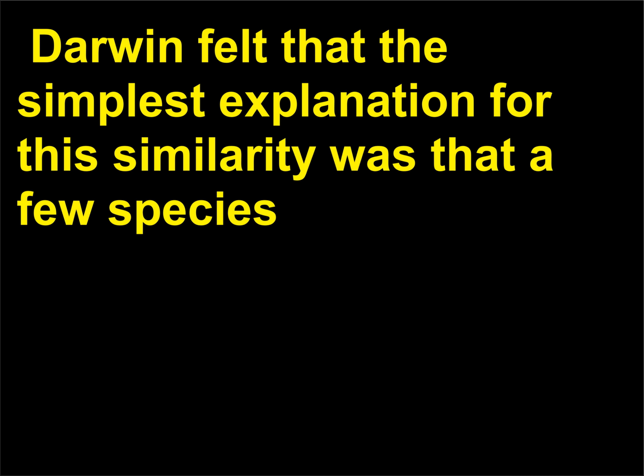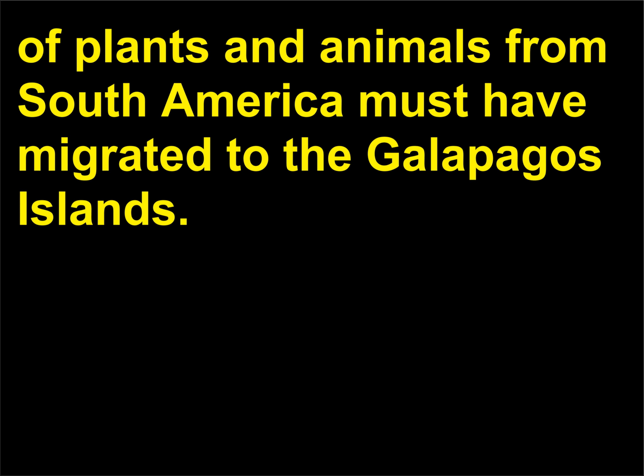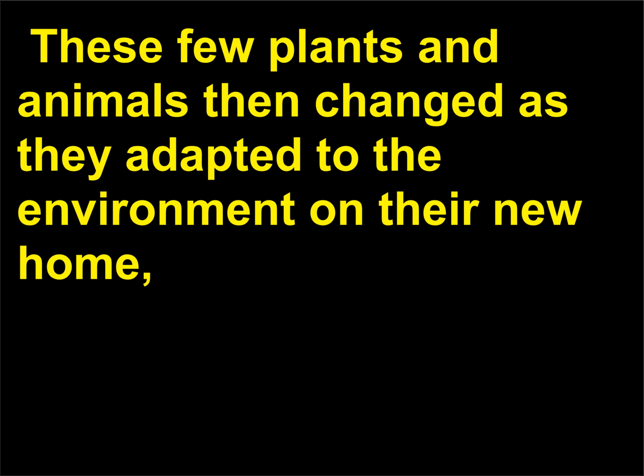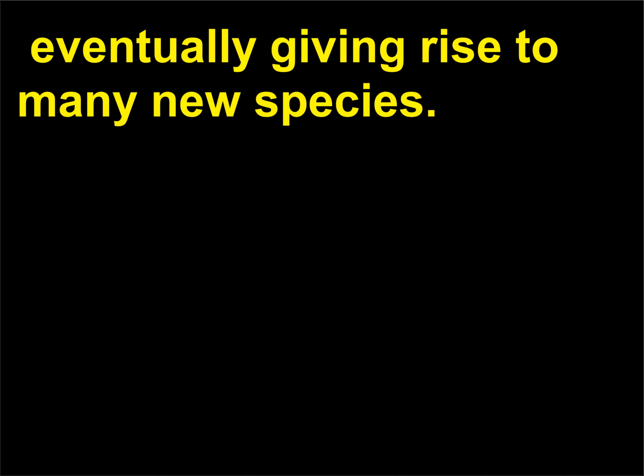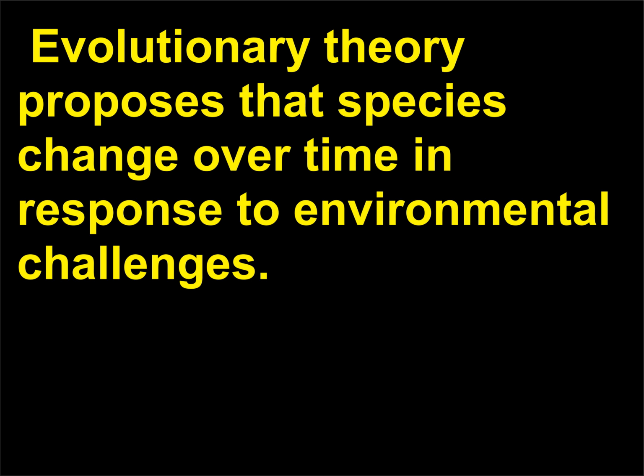Darwin felt that the simplest explanation for this similarity was that a few species of plants and animals from South America must have migrated to the Galapagos Islands. These few plants and animals then changed as they adapted to the environment on their new home, eventually giving rise to many new species. Evolutionary theory proposes that species change over time in response to environmental challenges.